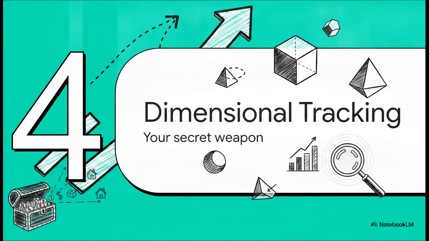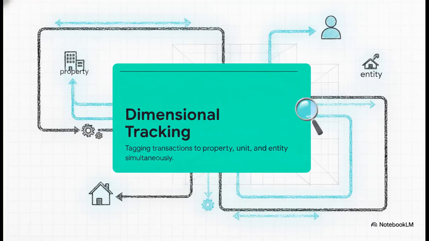Section 4. Mastering dimensional tracking. This brings us to the real secret weapon for growing portfolios: dimensional tracking. Basically, this is the ability to tag every single transaction to a specific property, unit, and entity simultaneously, without having to create thousands of separate ledger accounts for each one. Think of it like the electrical wiring running right through the foundation of your business. It lets you sort and filter your data in 3 dimensions without muddying up your core accounting structure.